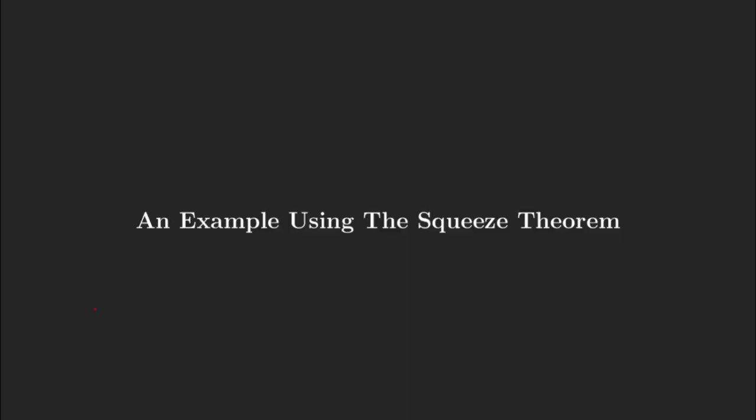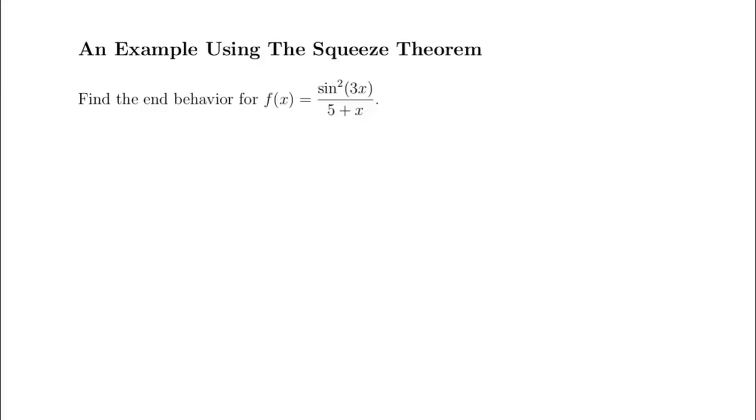Here's another weird example, one where we're going to be using the squeeze theorem instead. So we'll remember the squeeze theorem. This is one where we have to bound our function above and below. And so here we're going to find the end behavior of this function, meaning we're going to find a limit as x goes to, we'll start with infinity, of sine squared 3x over 5 plus x.